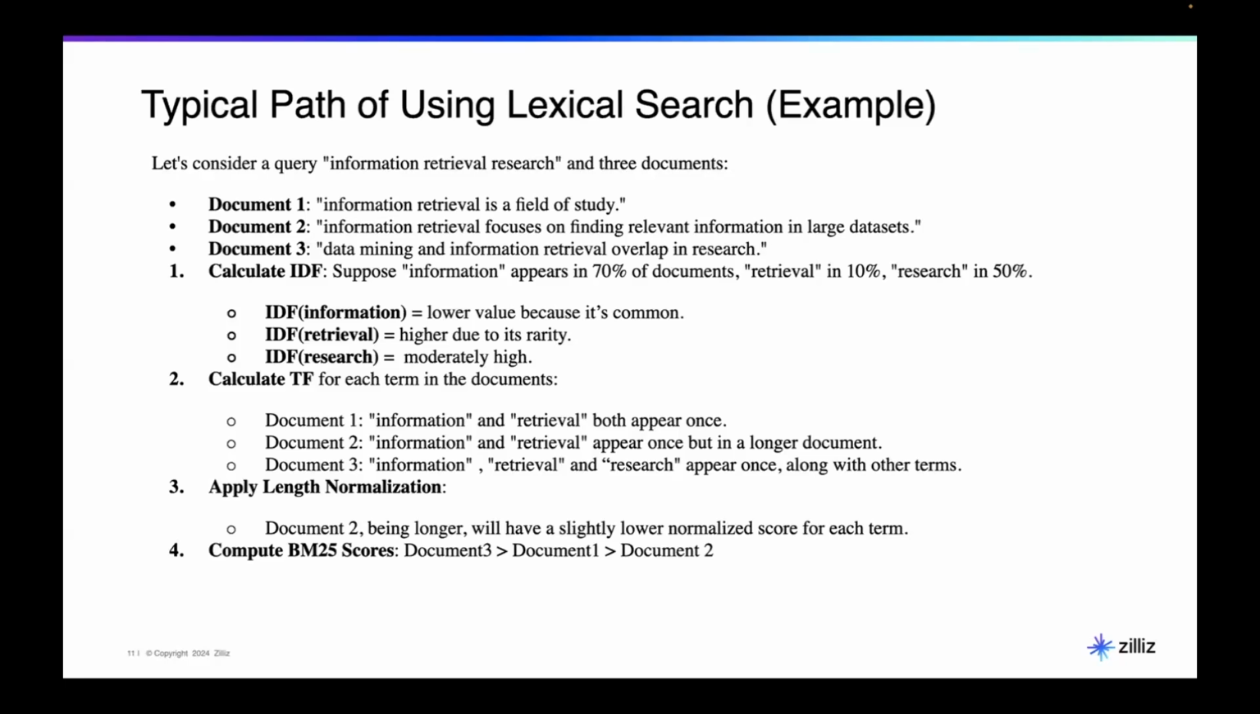After you do all the calculation, and sometimes you also need to divide by the length of your document to do some kind of normalization, you can calculate the scores. So that's the normal way we use BM25 to evaluate how relevant a query and a document are.